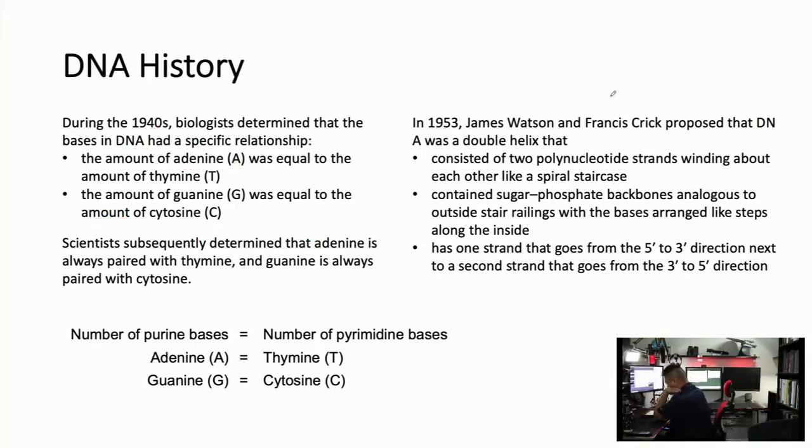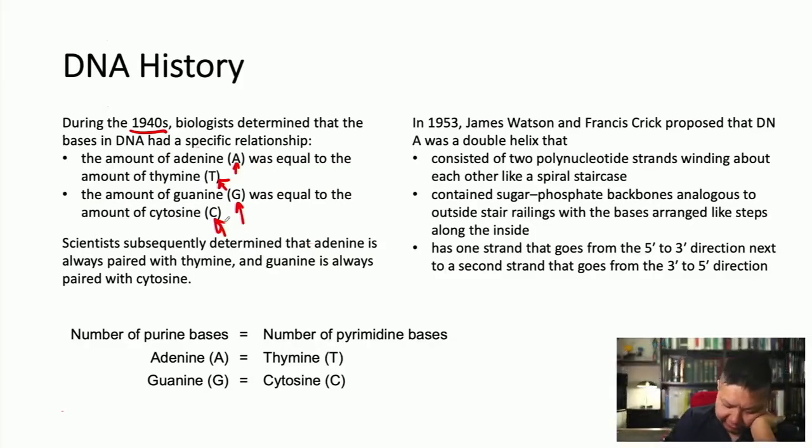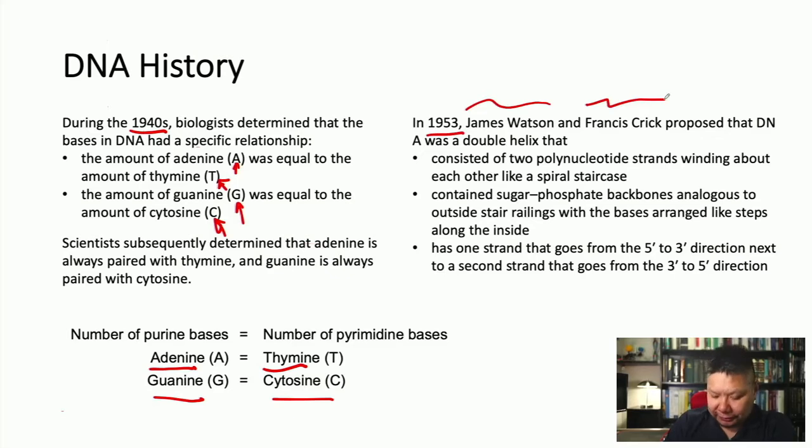So a quick history about DNA. In the 1940s, scientists had already discovered that adenine and thymine went together in the double helix of DNA, and guanine and cytosine went together in the double helix of DNA, right? The way they figured that out is when they determined the composition of DNA, they found that there was an equal amount of adenine to thymine and an equal amount of guanine to cytosine, right? So a really easy way to see the ratio, right? What goes to what.